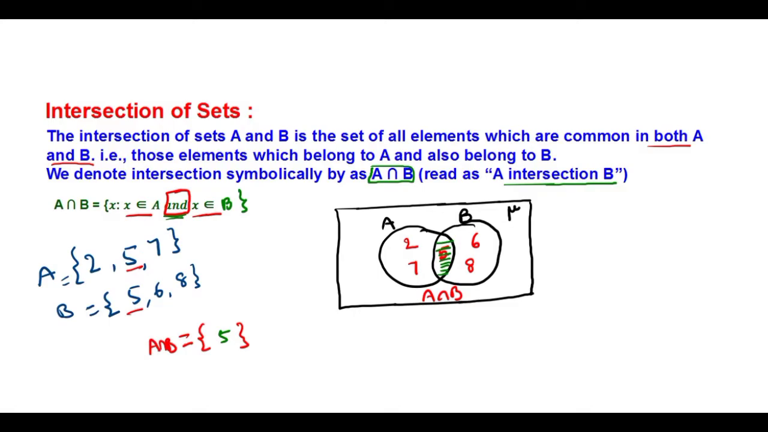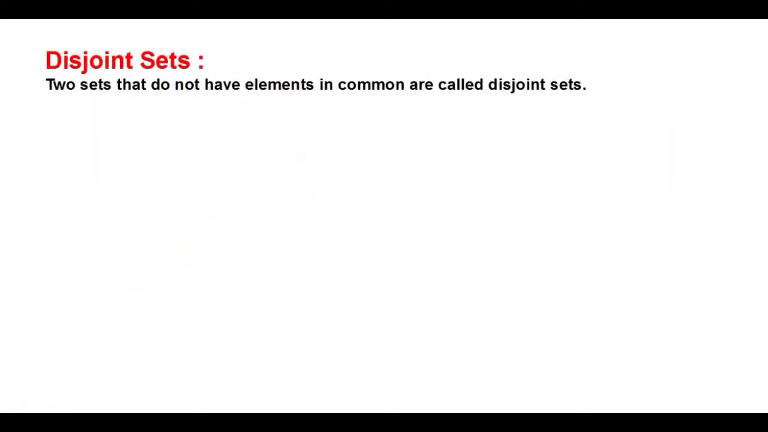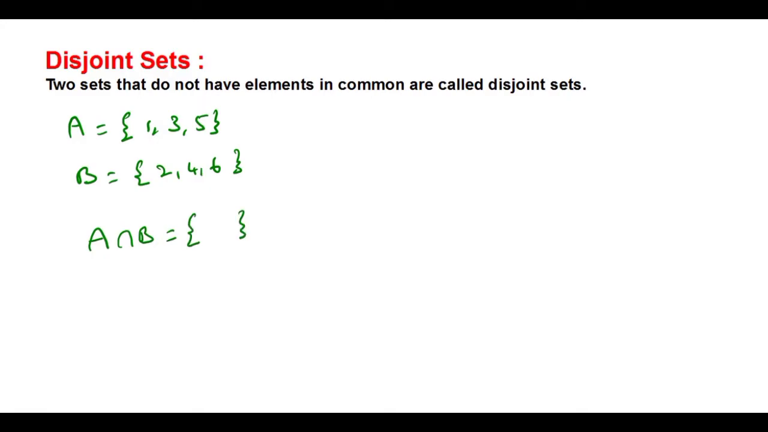The next one, disjoint sets. Two sets that do not have any element in common are called disjoint. For example, here I am going to take set A as odd numbers, like 1, 3, 5. Set B as even numbers, that is 2, 4, 6. Now I am going to find their intersection. Already I discussed with you that intersection means the elements which are common in both sets. There is no common element in both sets here, right? So you can leave it as the null set.